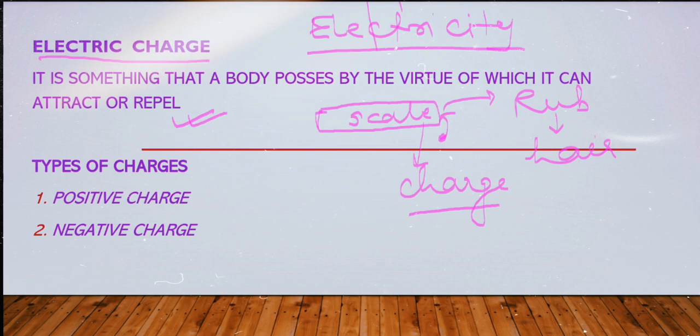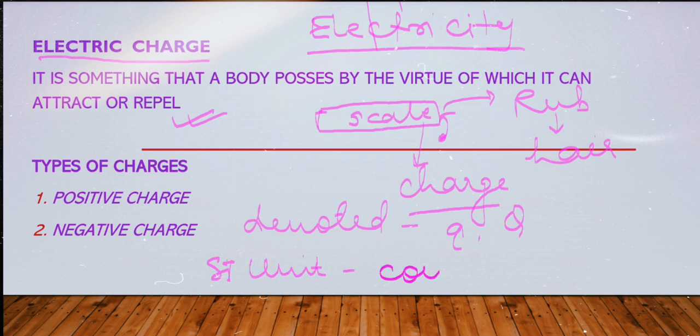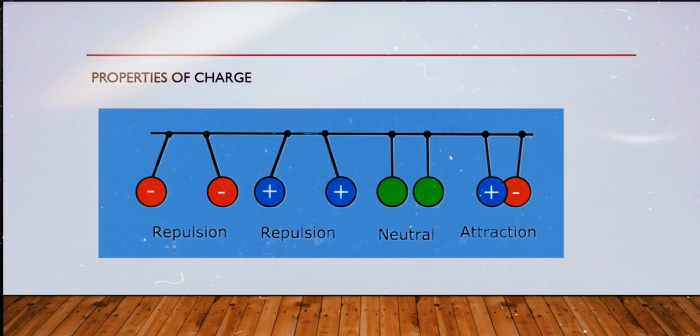Students, charge is generally denoted by small q or capital Q, and its SI unit is coulomb. When we write coulomb, you have to start with a small c, and the symbol of it is capital C. Now, students, we have two types of charges. One is positive, of course, and the other is negative. Now, let's move to the next topic.